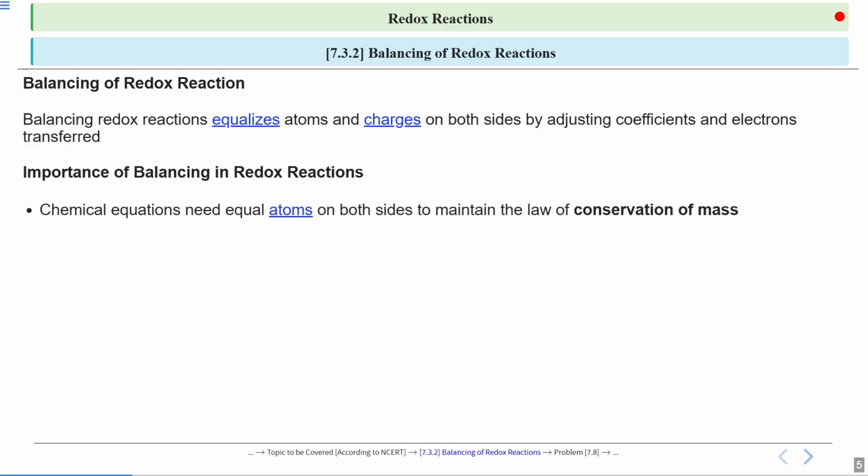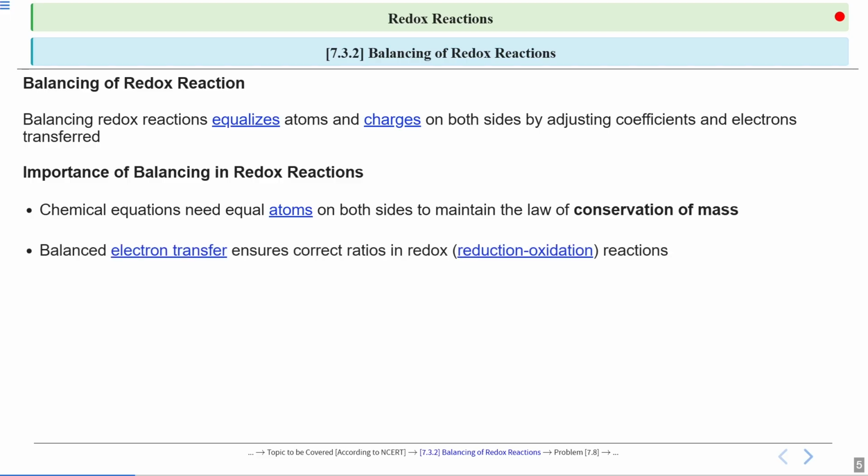Now let's understand what is the importance of balancing in redox reactions. Chemical equations need equal atoms on both the sides in order to maintain the law of conservation of mass. The balanced electron transfer ensures correct ratios in redox, that means a reaction in which oxidation and reduction are taking place. So this is the importance of balancing in redox reactions.